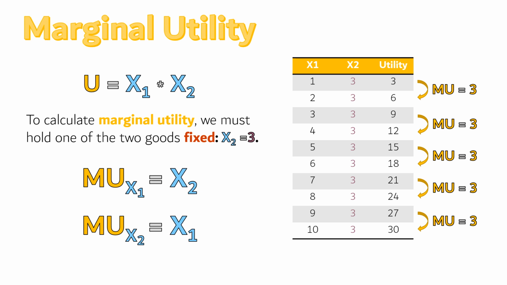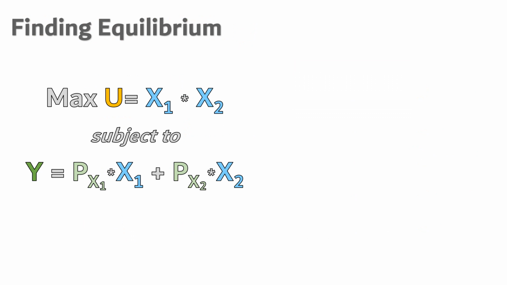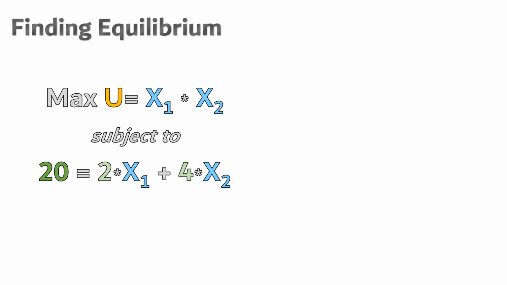the marginal utility. This is useful because it helps us to mathematically solve the buyer's problem using the optimal consumption rule. Let's define this consumer's utility as x1 times x2. We will also give them $20 to spend, where x1 costs $2 each and x2 costs $4 each. What should this consumer do?